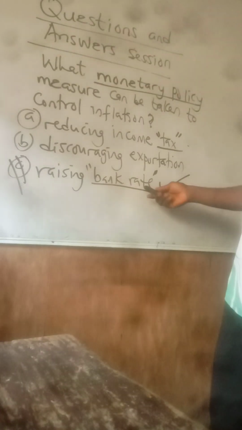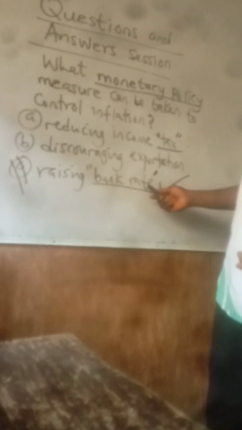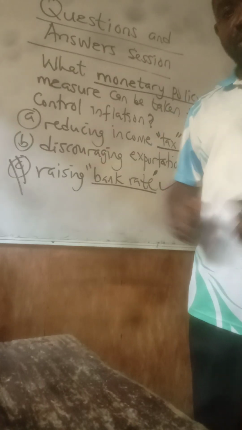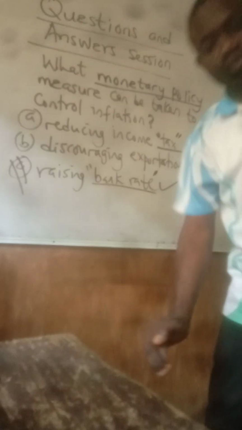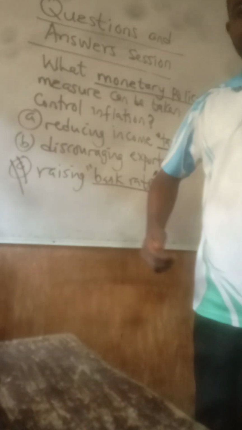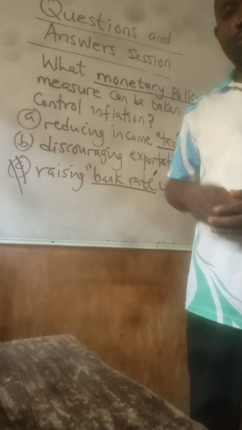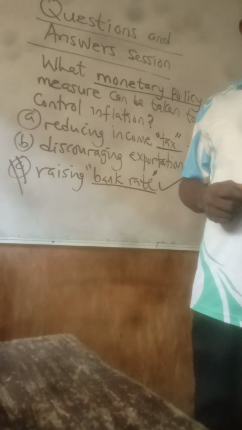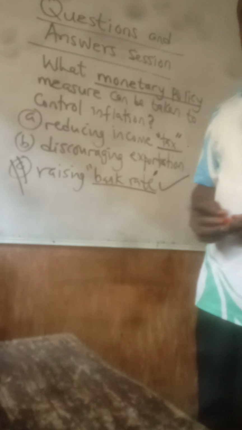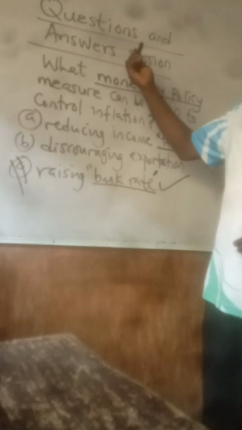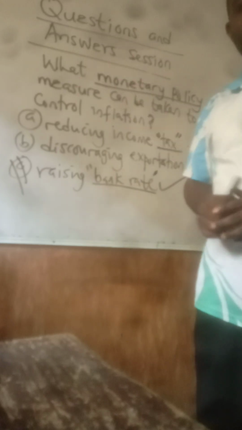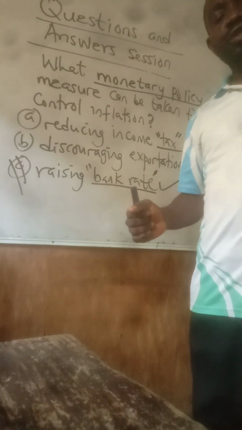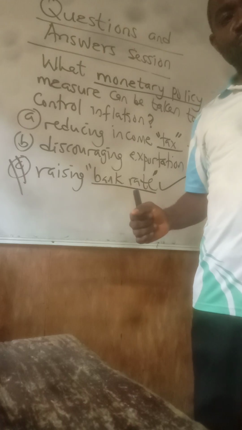As I have said earlier in my previous lectures, if the central bank wants to encourage borrowing from the commercial banks, it's going to reduce the bank rate so that commercial banks have the willingness to borrow more, so that they can give loans to other members of the public. But if the central bank wants to discourage borrowing, it's going to increase the bank rate. When it increases the bank rate, commercial banks will have lower capacity to borrow money from the central bank, and it's going to affect the borrowing public too. The public will not be able to borrow much.